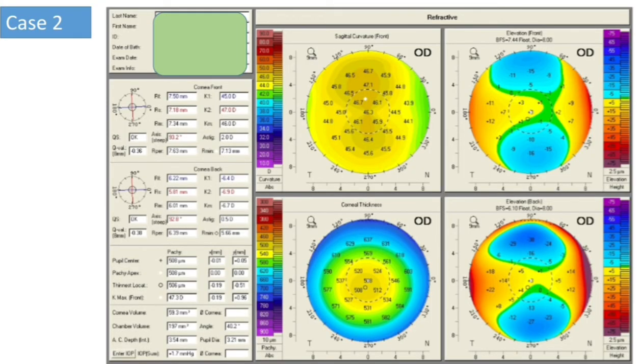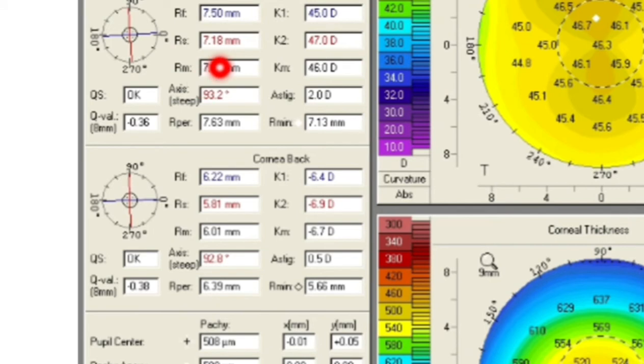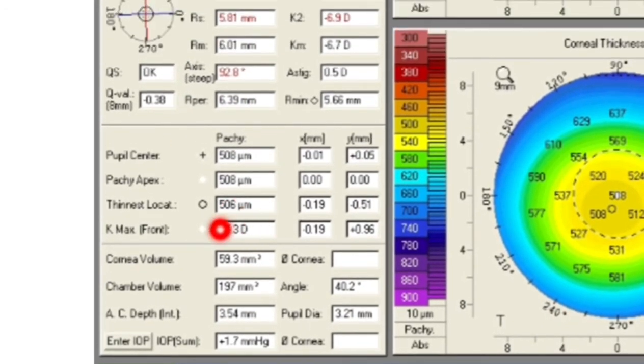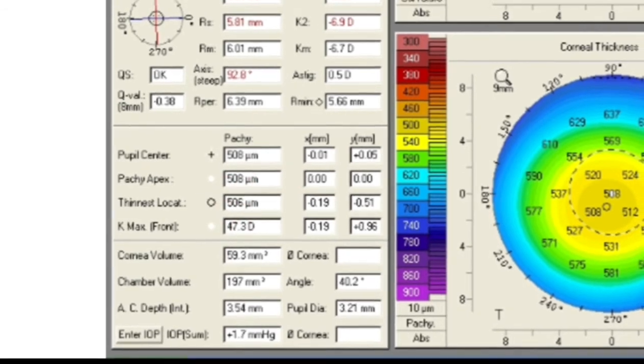Now, let us move to another case. Here we will see those points that we discussed in the first case. We are not going to discuss them in detail, we are just looking at whether it is normal or abnormal, okay. First of all, this is the QS value, okay, it is normal. The Q value is also between 0 and 1, normal. And now, let us move to Kmax. Here the Kmax value is also normal, 47.3, and the thinnest local is also normal.